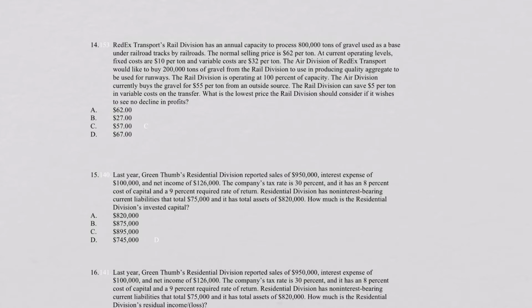This is in case you looked at these on your own, which you were asked to do, and you couldn't figure them out, how to get to the answer. So we're going to go through. First of all, following the general approach of what's the problem asking for? What is the lowest price the rail division should consider if it wishes to see no decline in profits? So the question must be asking something about pricing, and this must be a transfer pricing problem. So let's see what's going to happen.